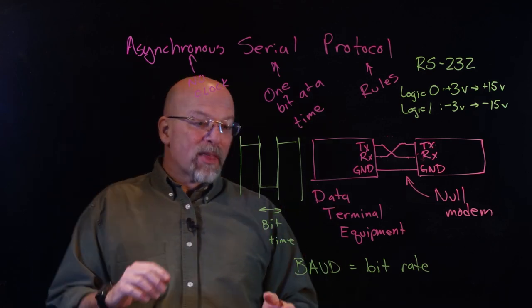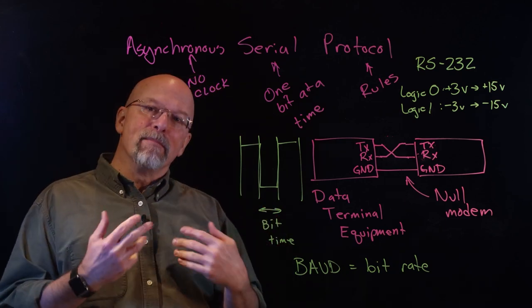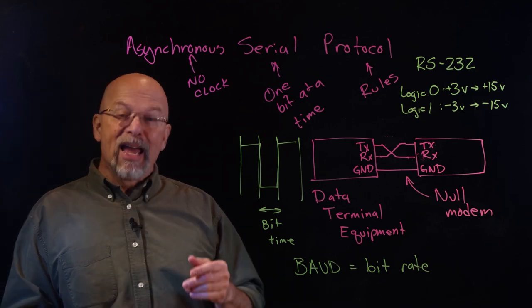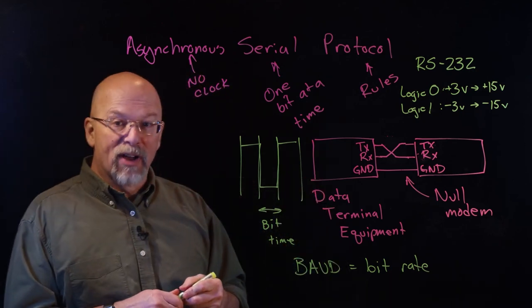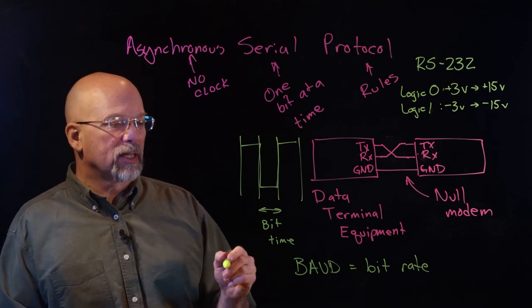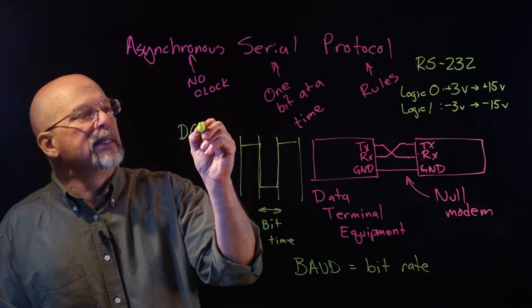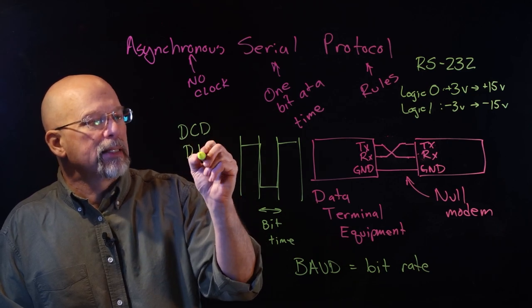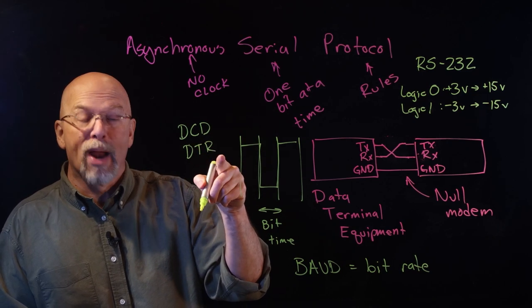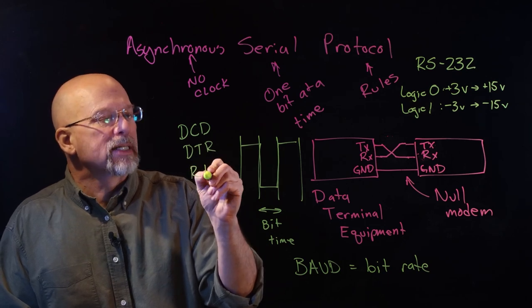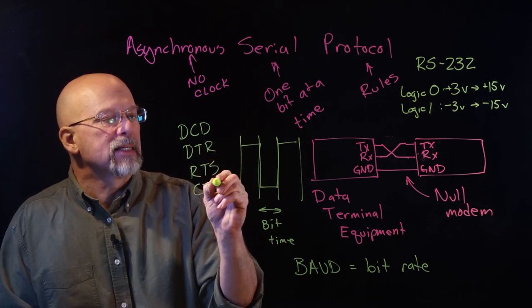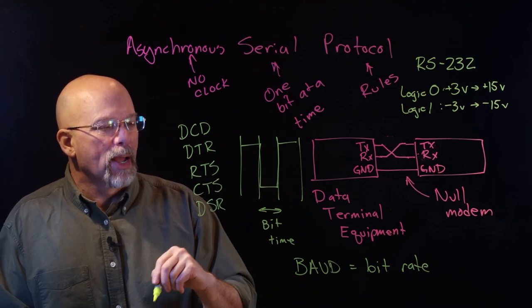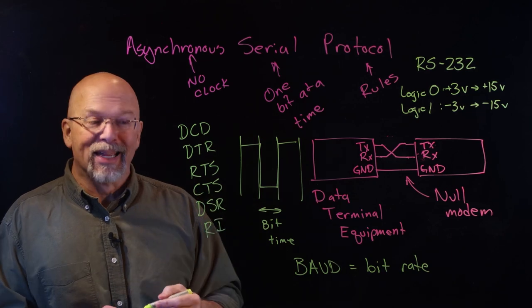In addition, there are some other lines that may exist. They're not required, in fact rarely used, but the old standard does define or allow for additional signals. These include DCD, which is data carrier detect, DTR, which is data terminal ready, RTS, ready to send, CTS, clear to send, DSR, data set ready, and RI, ring indicator.